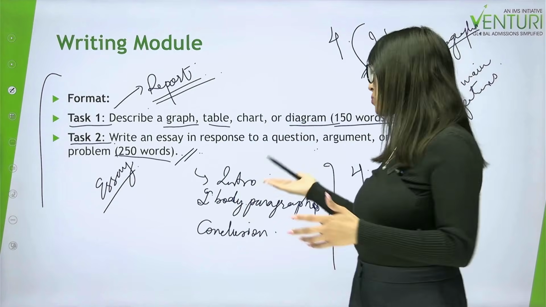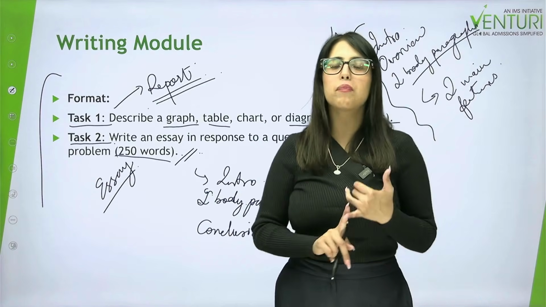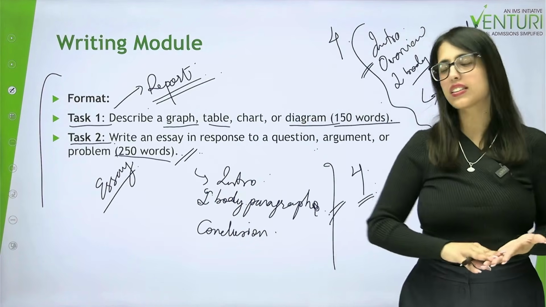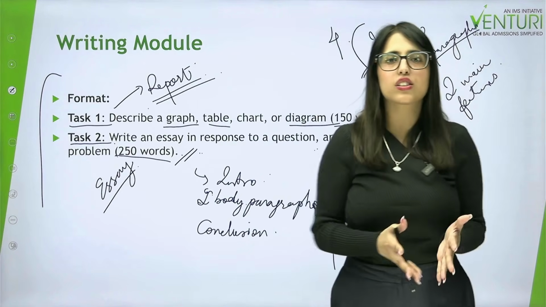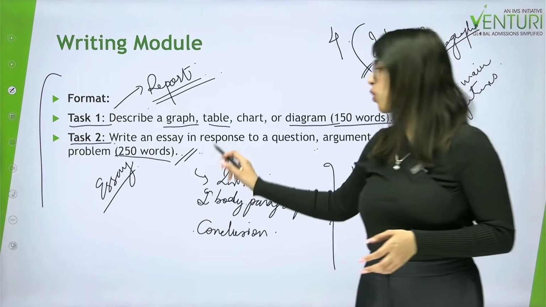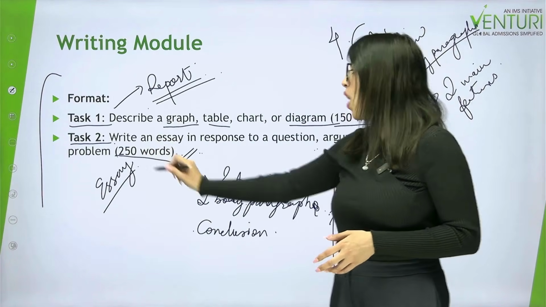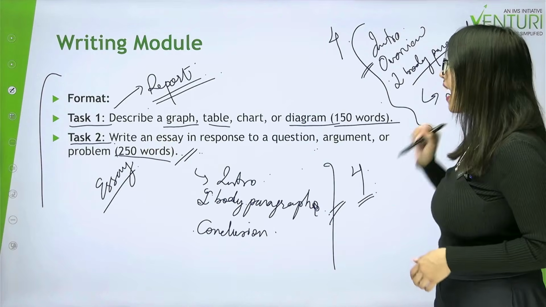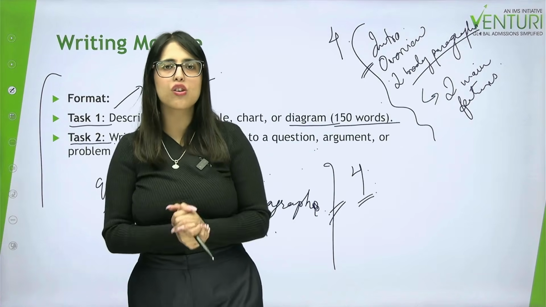So main body paragraph 1 could be about the merits of that thing, and then the second major body paragraph could talk about the demerits or disadvantages of that particular thing, and then you will have a conclusion to close that essay. So this is the structure of your task 2, and this is the structure for your task 1. Now if you understand these nuances, I think you are good to go for now.